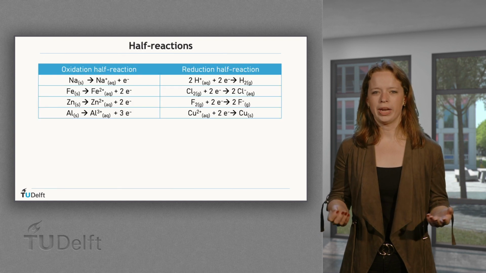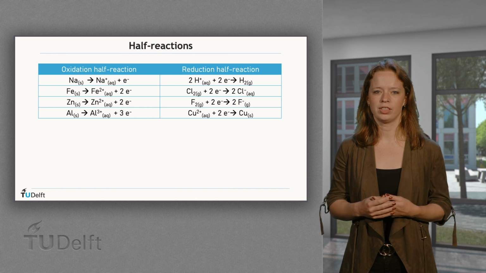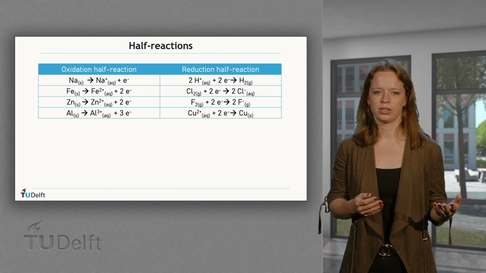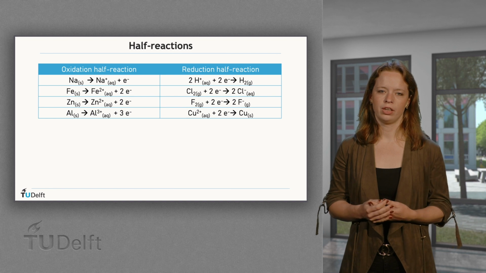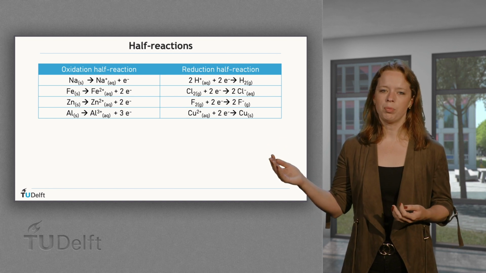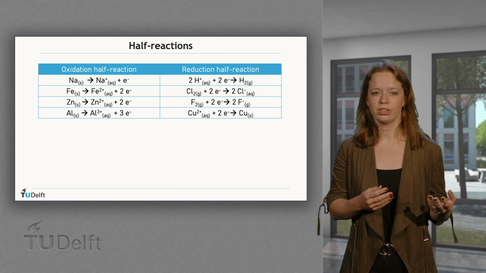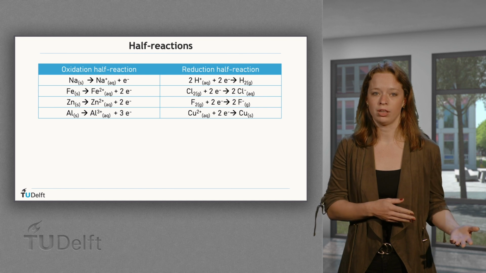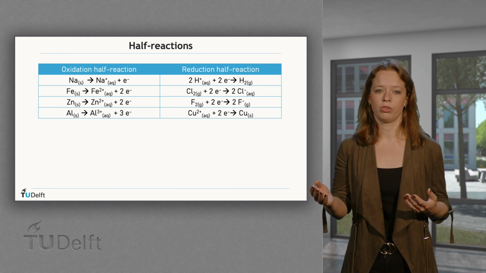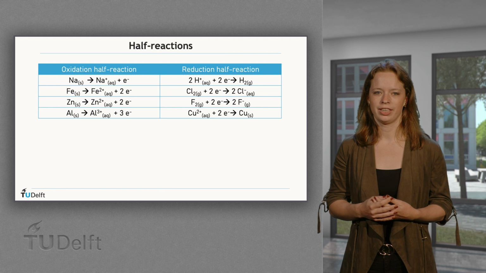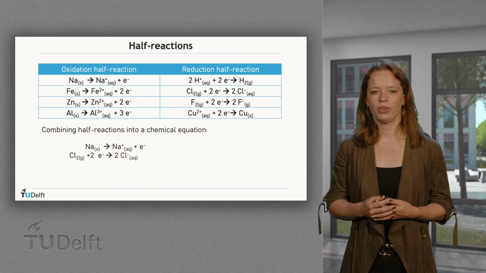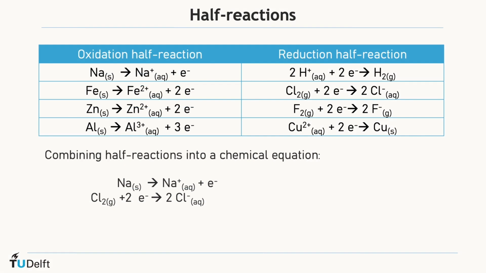To better understand what happens in these electron transfer reactions, chemists like to write them in two parts. They're called half reactions. What you see in this table are a number of different half reactions, where the left column shows oxidizing half reactions, so half reactions where electrons are lost, and the right-hand column shows reducing half reactions. In any given redox reaction, there are two half reactions occurring, and the sum of these half reactions is the redox reaction. Half reactions are very useful if you want to balance redox reactions.